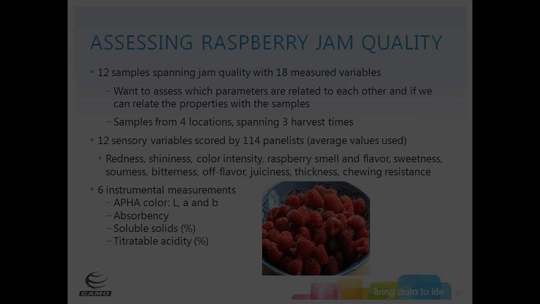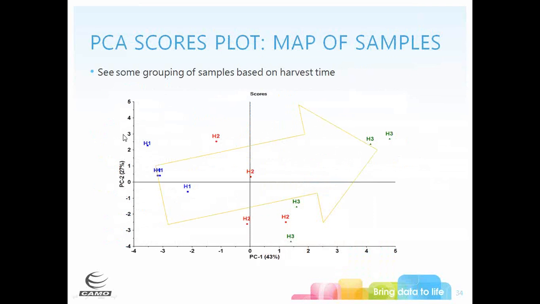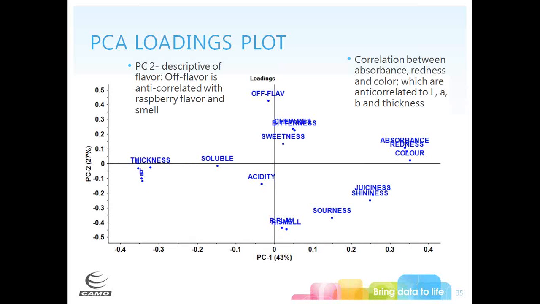So in this PCA analysis, we saw in our scores plot that we have some groupings based on the harvest time for these 12 samples. We see from the loadings plot that these variables here are related to each other and anti-correlated then to the absorbance, redness, and color. And these are the dominant variables in explaining 43% of the variance, whereas PC2 is descriptive of flavor, and we have off flavor anti-correlated then with raspberry smell and raspberry flavor.